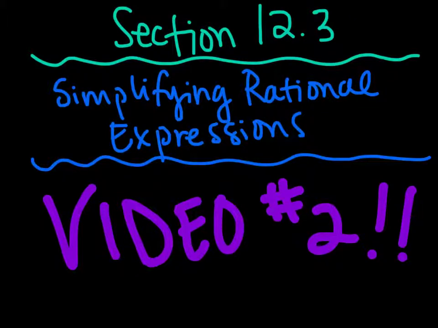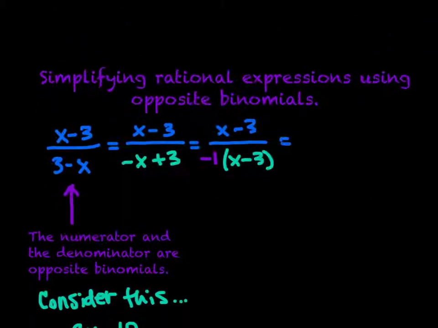Welcome to section 12.3, simplifying rational expressions, and this is the second video we are working with. In this video, we're going to do a brief recap of how we can use opposite binomials to solve problems. We already touched on this a little bit in chapter 8, so there is a section based on this already. But at the same time, I would like you to remember what's happening with this whole thing. So here we go.